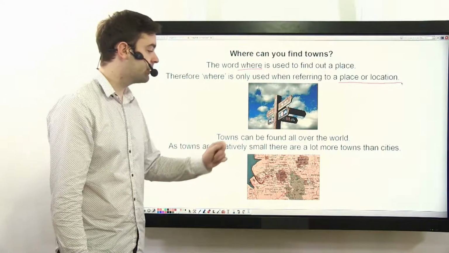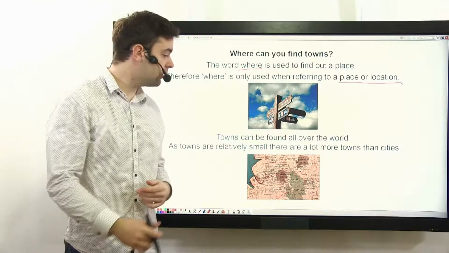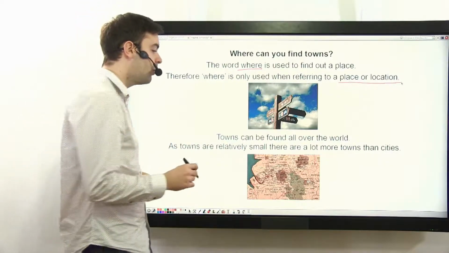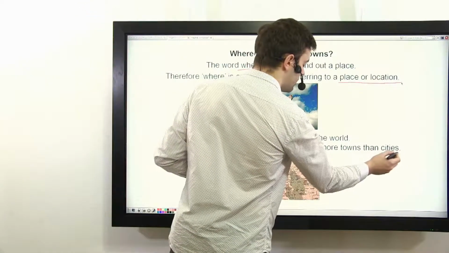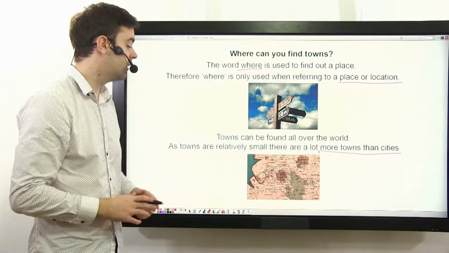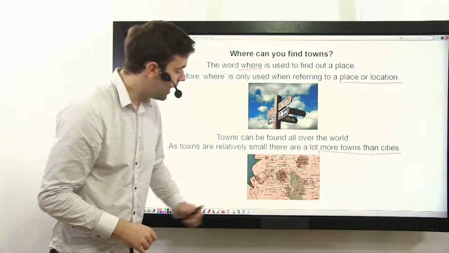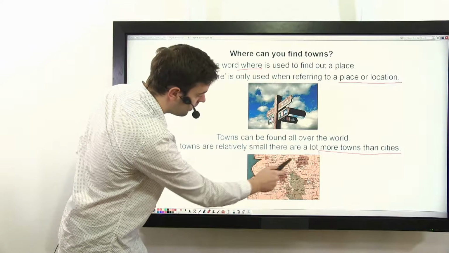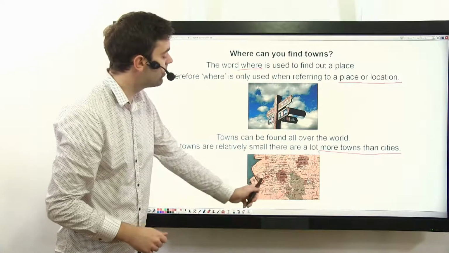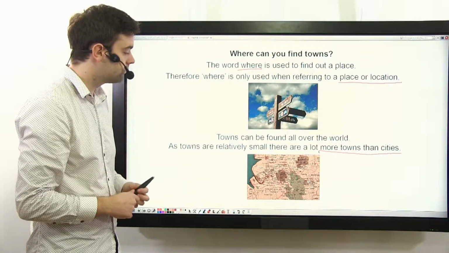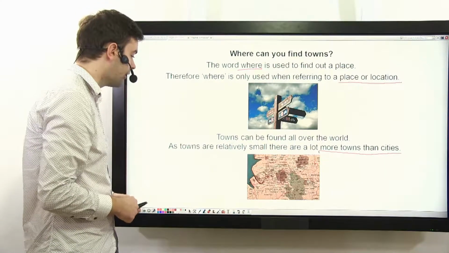Well, towns can be found all over the world, as towns are relatively small. There are a lot more towns than cities. Here we have a picture, and these are all towns within the UK. As you can see, there are a lot.